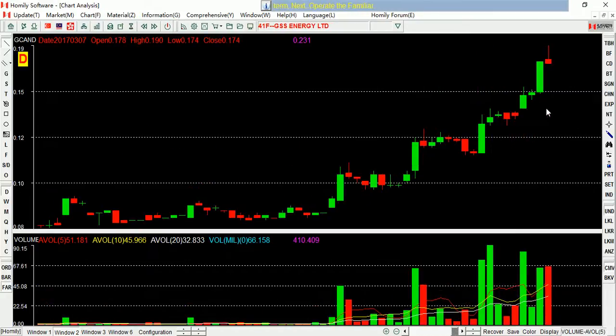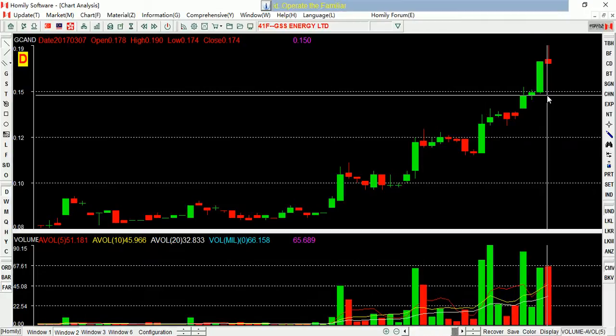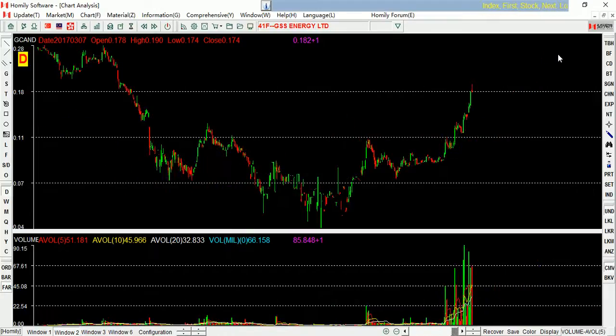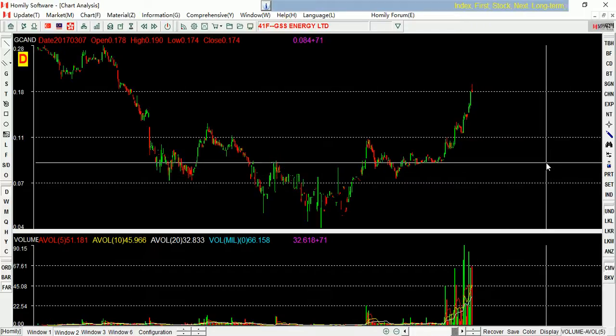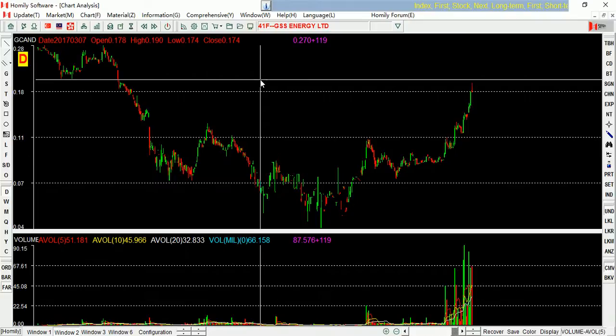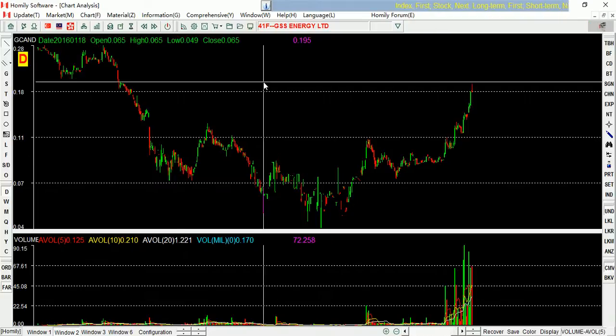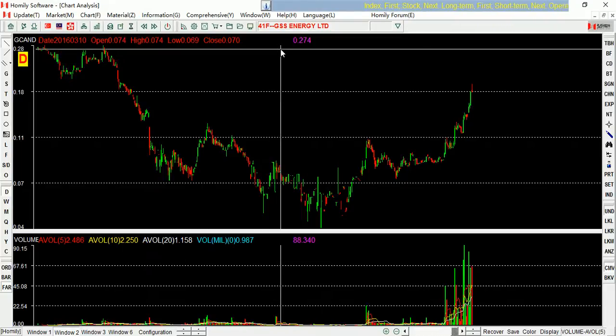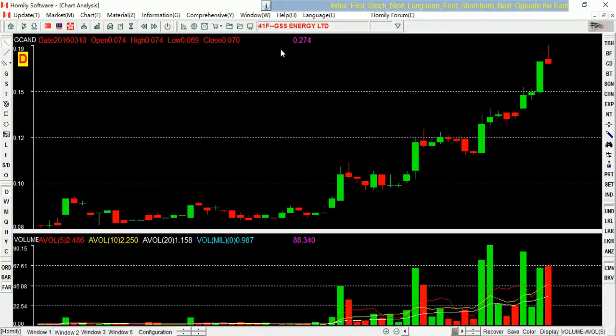Then we can see next one, GSS Energy. Today we can see the big shadow, big upward shadow. What's that meaning? How to judge the resistance? Okay, if you have this stock, you should know where is the resistance, where is the support. So this is the first point around here. This is the resistance, and the next resistance is here. So we can see this stock.